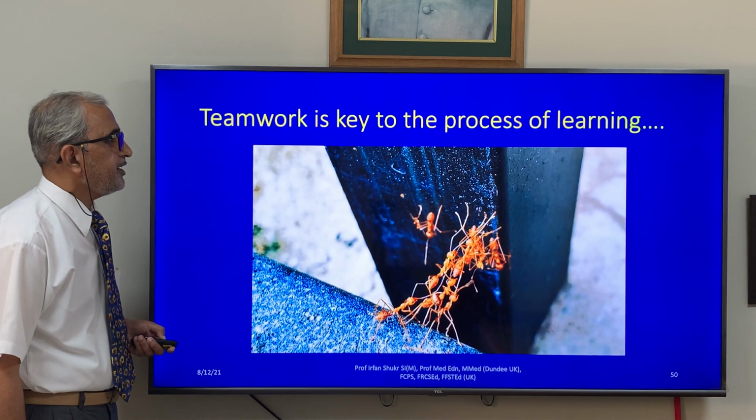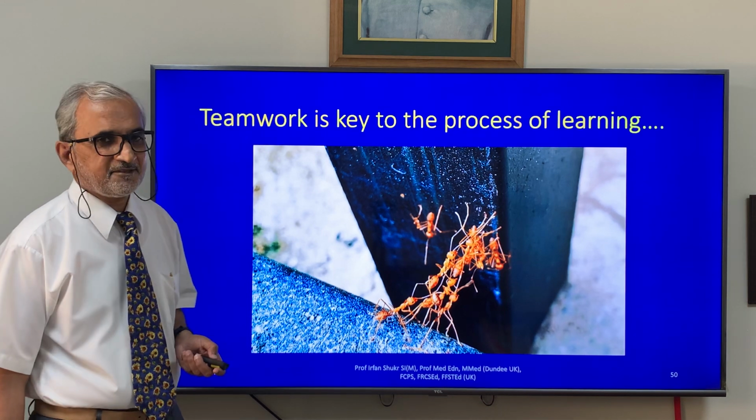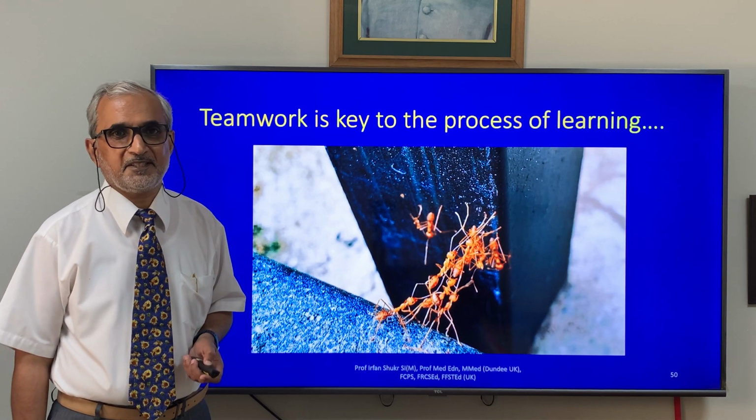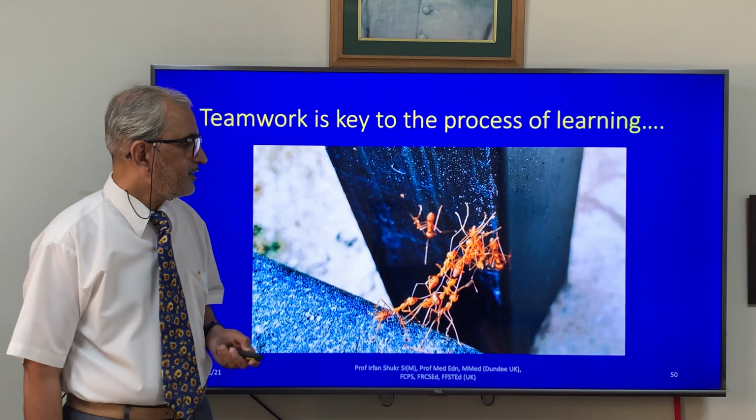Teamwork is the key to the process of learning. This is what they learn about PBL once they're doing these things.